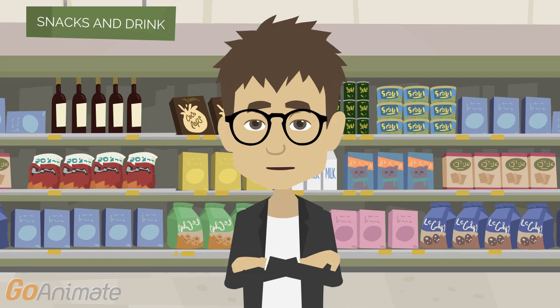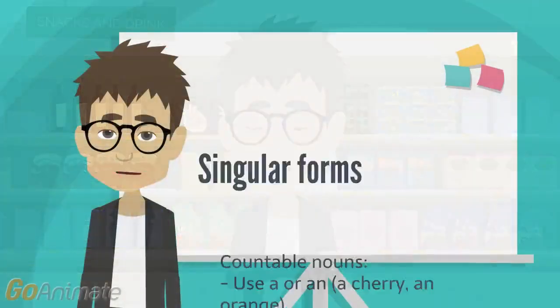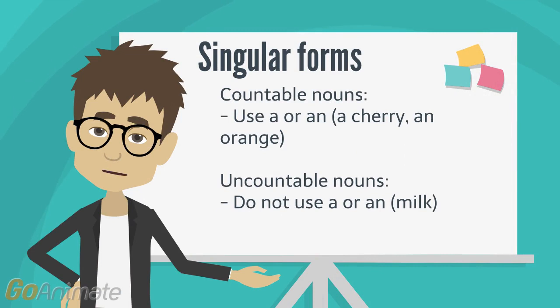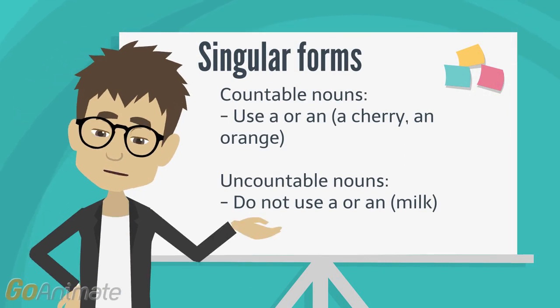Now, let's have a summary of the difference between countable nouns and uncountable nouns when talking about amounts. To describe singular forms, we use a or an for countable nouns, like a cherry and an orange. We do not use a or an for uncountable nouns, like milk.